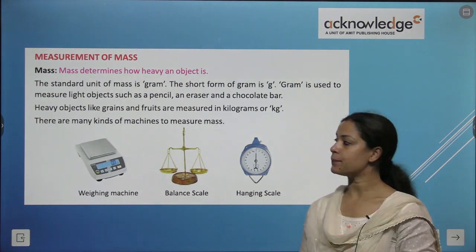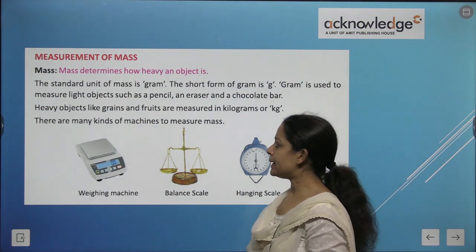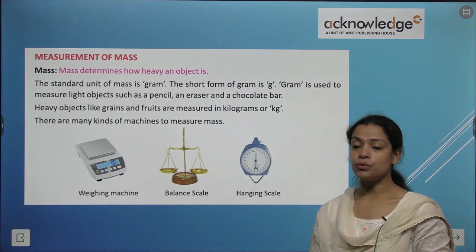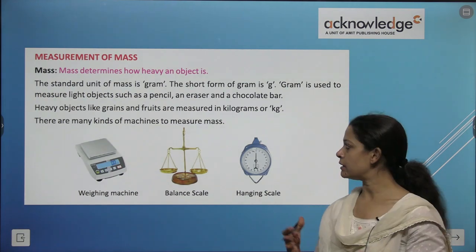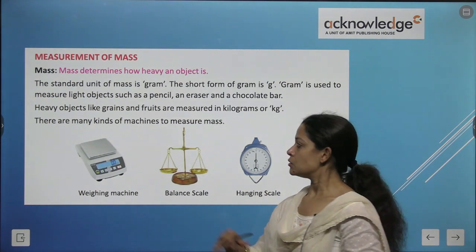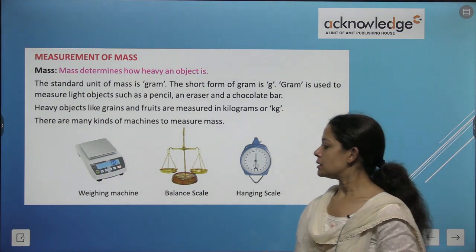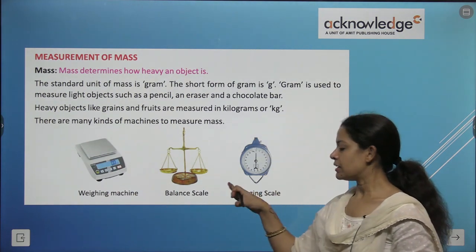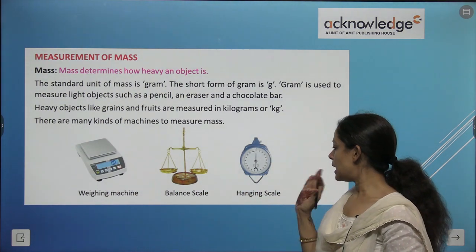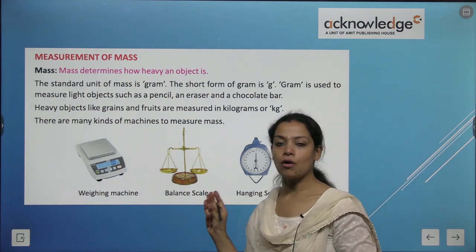So light objects like pencil, eraser, chocolate bar, paper, like those things. And heavy objects like grains, fruits and iron rods or anything which are very heavy, they are measured in kilograms. So there are many kinds of machine which are used to measure mass. These are weighing machines. आपने इस टाइप की weighing machines देखी होगी. We have balancing scale like this and we have hanging scale like this. So they measure the mass of an object.